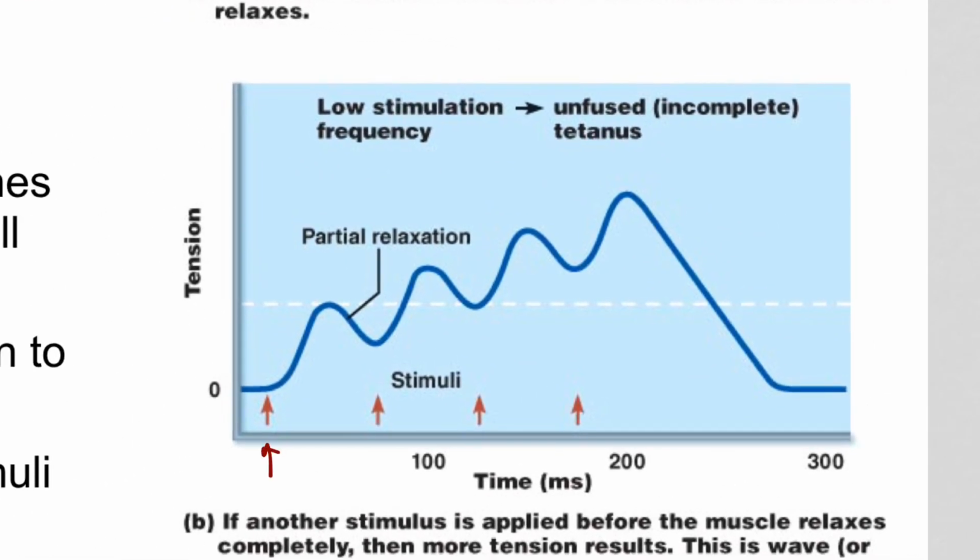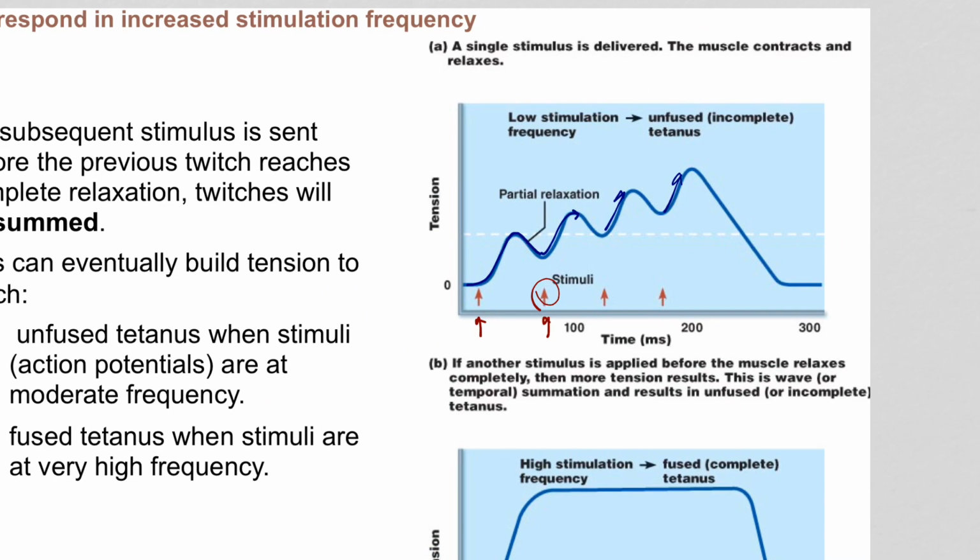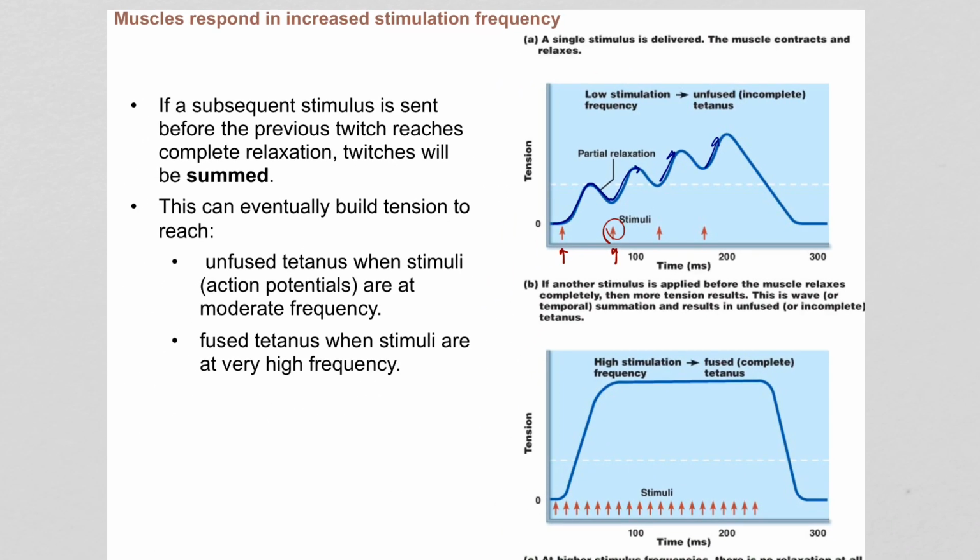again, each red arrow is an action potential. This action potential caused an increase in tension. You contract, you start to relax. But if before tension comes back down to resting, you send another action potential, you're essentially stacking the twitches on top of each other, where the twitch causes a contraction, tension starts to come back down a little bit, but you boost it back up before there's a complete relaxation. And so the whole thing is additive. You're adding or stacking one twitch on top of another.